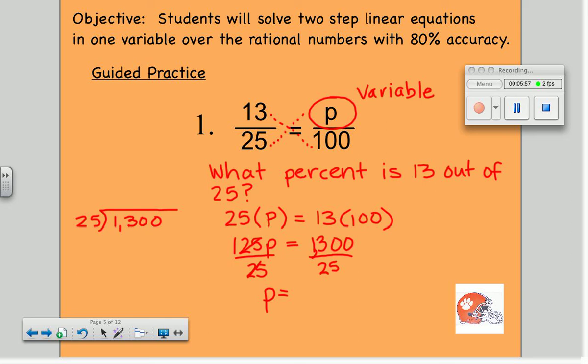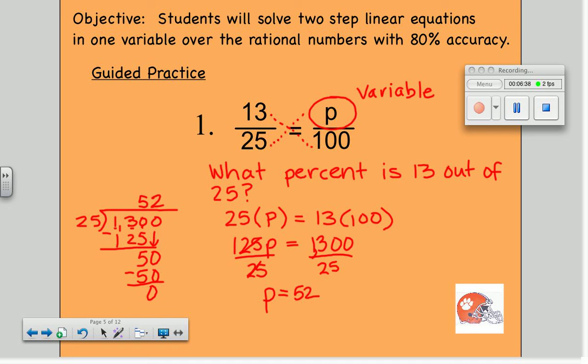25 does not go into 13, sorry. 25 does go into 130. 25 goes into 130, 5 times. That's 125. Subtract. 130 minus 125 is 5. Bring down the 0. 25 goes into 50 2 times. 25 times 2 is 50. Subtract. No remainder. So P is 52.